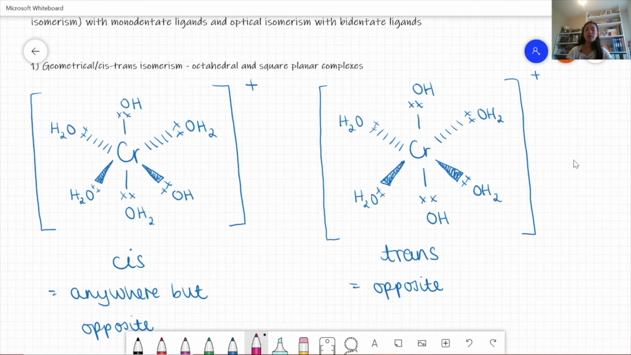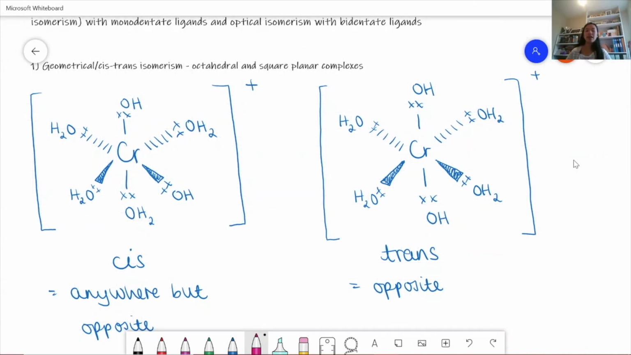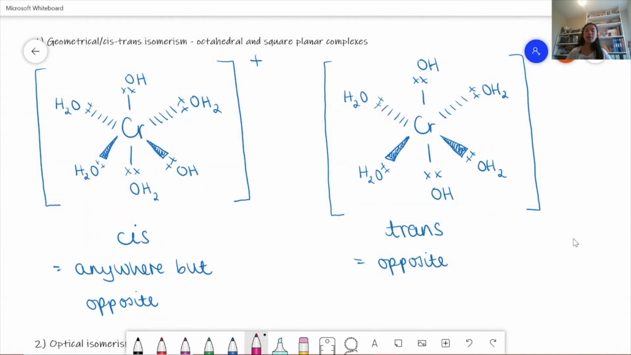So the first one we're going to look at is geometrical isomerism, and this is in octahedral and square planar complexes. So here we have an octahedral complex, and so we can see that the ligands which are different are these OHs that we have. And so here we call it cis because they are anywhere around the chromium but opposite. But the meaning of trans is that they are opposites. So they could be here and here, or here and here, or here and here. But so anywhere where they are opposite to each other. So cis means anywhere but opposite, and trans means opposite. And this is the same for square planar complexes as well.